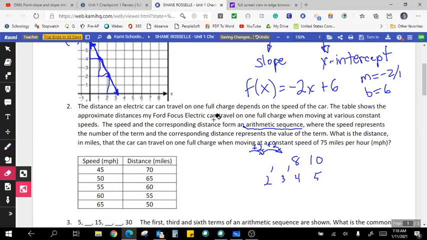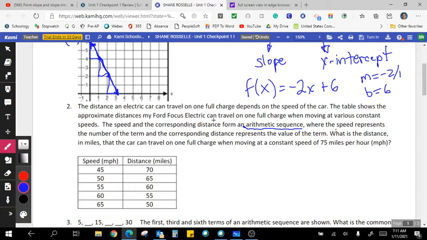Okay, so with that understanding, it says it forms an arithmetic sequence where the speed represents the number of the term and the corresponding distance represents the value of the term. Okay, so speed and value. We talked about ordinal and cardinal numbers. Ordinal numbers are the number that it is within the order, right? And the cardinal number is the value of it, right? Okay, so speed is the number of the term, and the distance represents the value of the term.